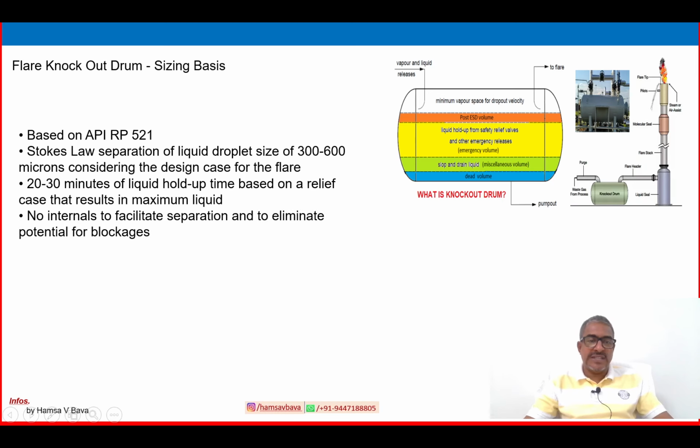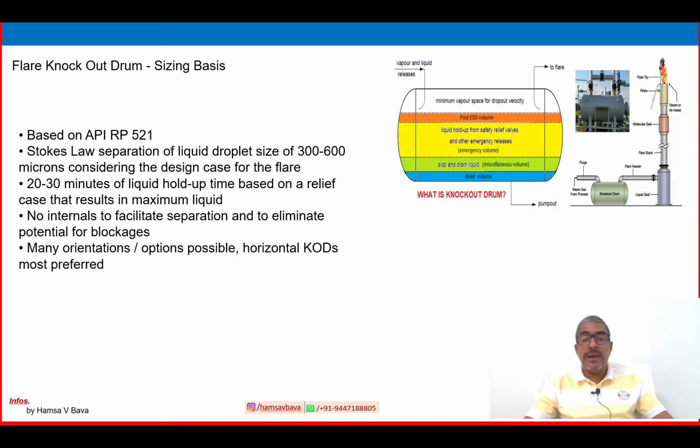No internals to facilitate separation, and to eliminate potential blockage. Normally other knockout drums and separator scrubbers are provided with many mechanical internals helping better separation, but here there are no internals, to eliminate potential blockage. Many orientation options are possible. The best way is a horizontal KOD, most preferred for a flare knockout drum. Liquid is removed by flare pump.